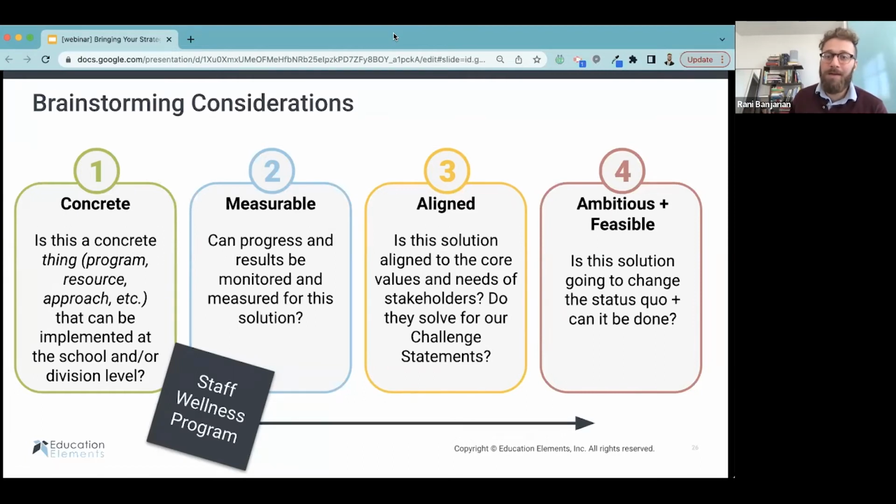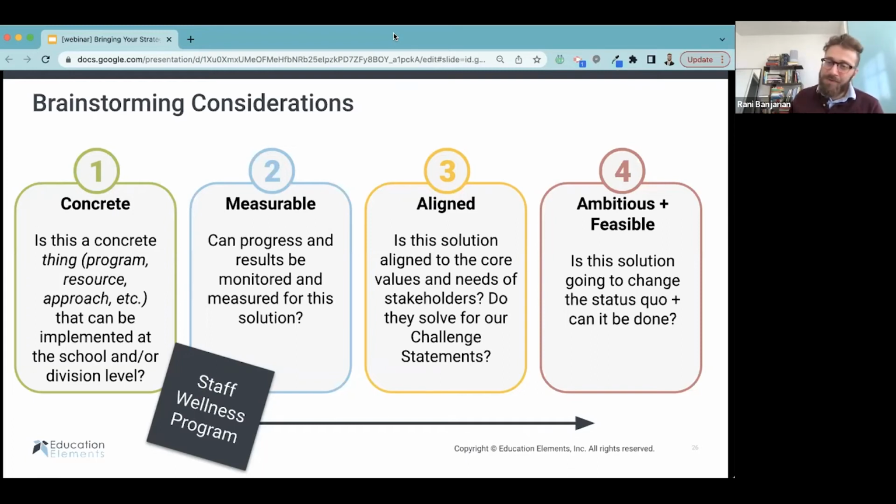Can I monitor it? Is it aligned to our strategic direction, that roof of the house? Is it aligned to our mission and vision and values and core beliefs? Does it solve our challenge statements? And is it both ambitious and feasible? So is it going to change the status quo, but also can it be done?